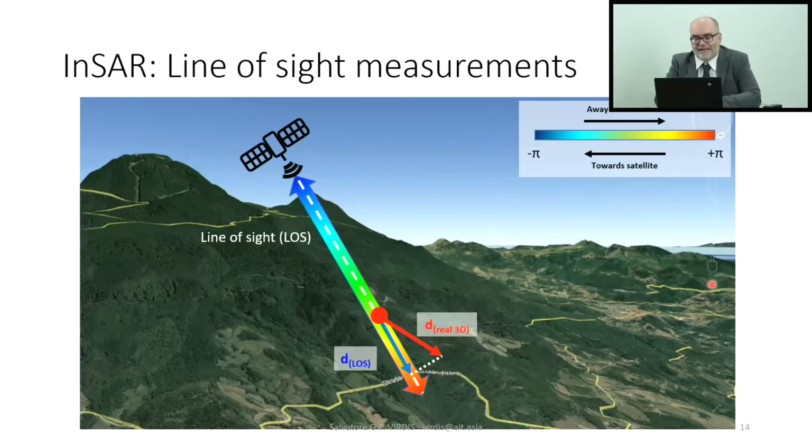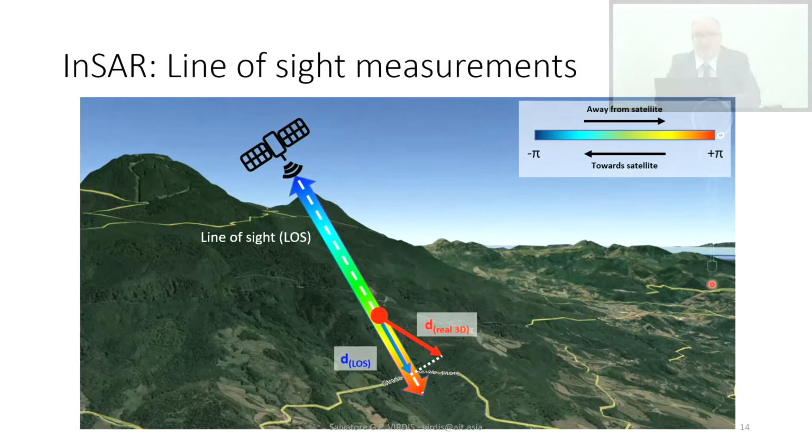If we have an increase of phase change, we are going to observe an increase of range. So the target goes away from the satellite. And if we have a decrease of phase change, we have a decrease of range. So the target is moving towards the satellite line of sight.